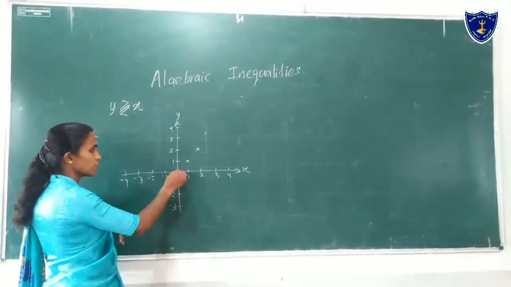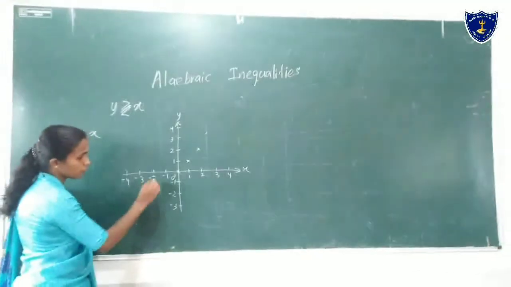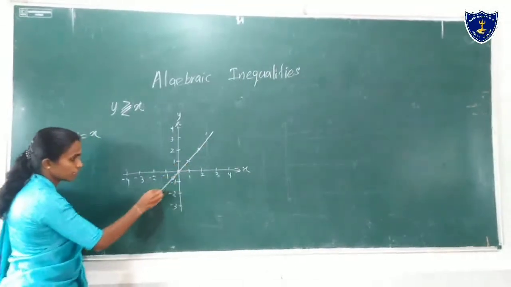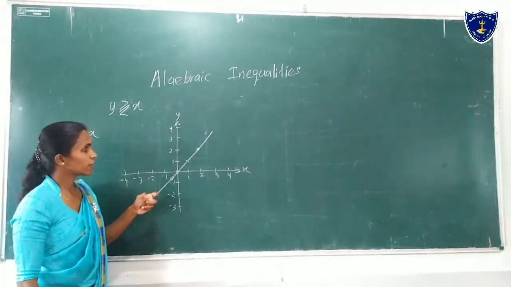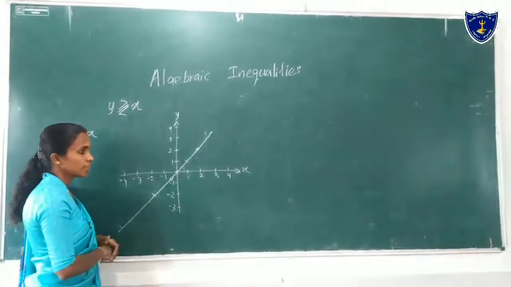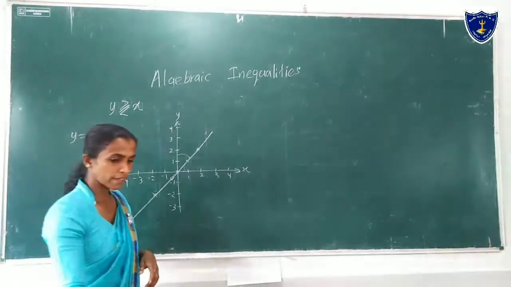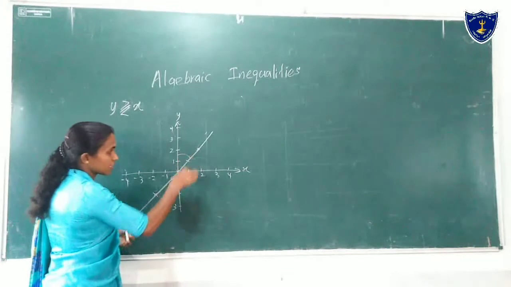When x equals 0, y also 0. When x equals negative 2, y also negative 2. So this is the line y equals x. Here you know that the angle is 90 degrees, so this one should be 45 degrees. It means this is the bisector of this right angle.